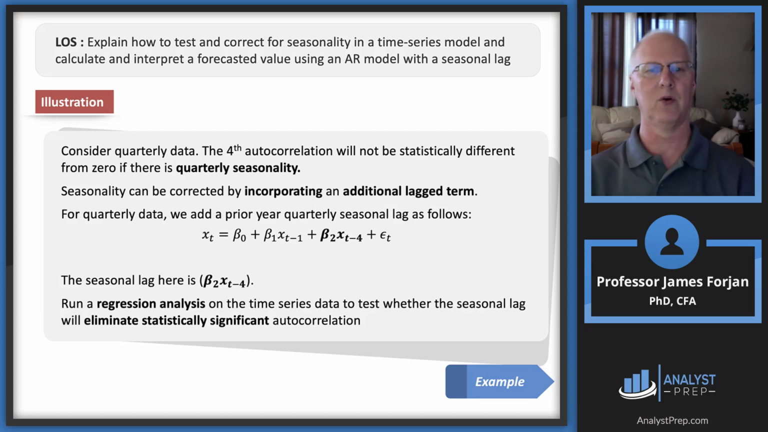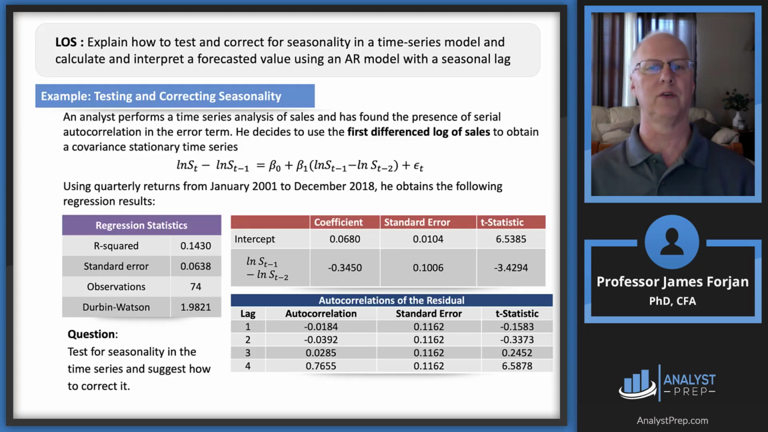So this is going to be a cool example here. So let's do quarterly seasonality. So there's our AR2 model, right? B1 xt minus 1, and then B2 xt minus 4. And that xt minus 4, there's our seasonal lag. So we're going to just do our regular old regression analysis and test whether the seasonal lag will eliminate statistically significant autocorrelations. All right, so here's some output.